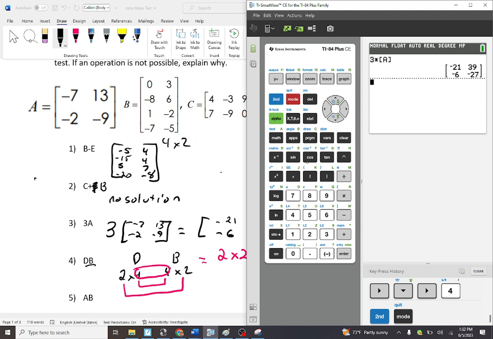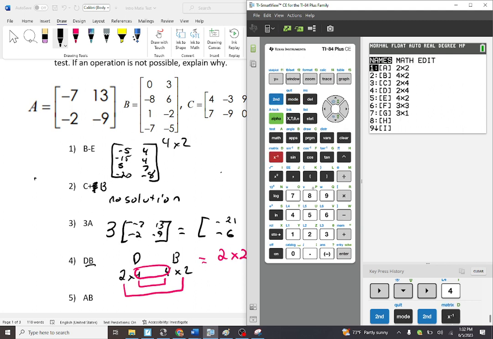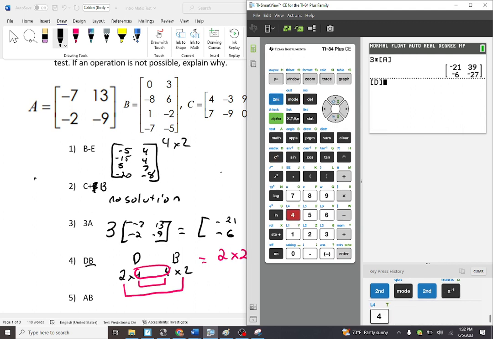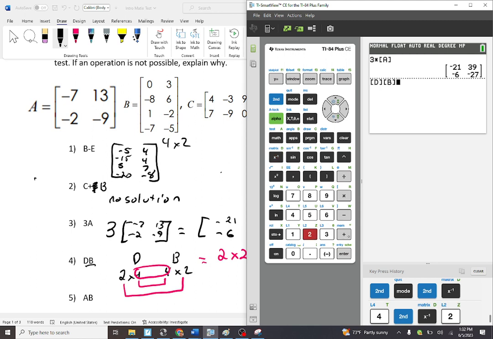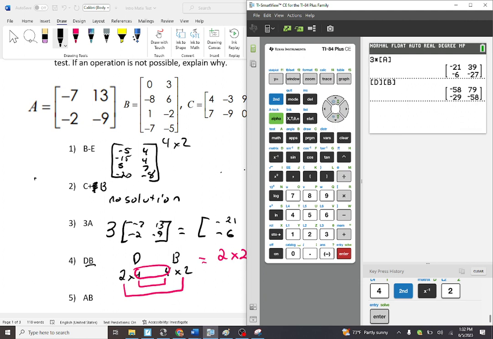Now, this is the most important part. It's D times B. So I'm going to go to my math, I'm going to go to matrix. Can't you just press second matrix? Probably. So D and B. So D times B. I'm going to press that and enter, and I get a 2 by 2 answer. So this should be my answer: negative 58, 79, negative 29, negative 58.